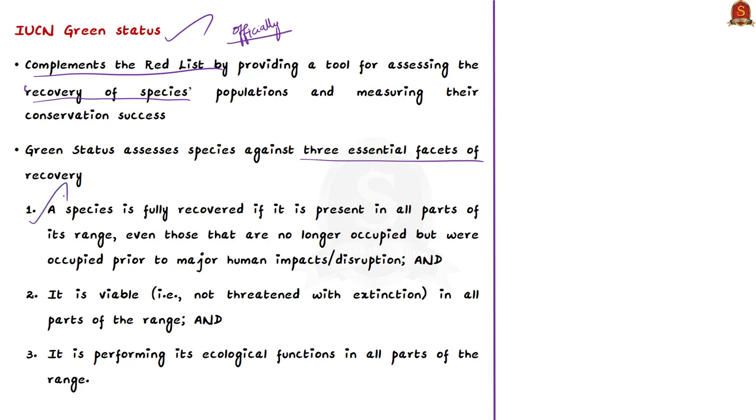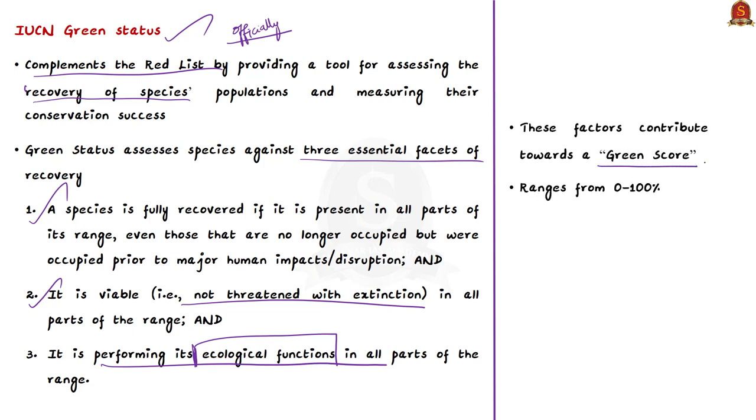Now coming to the second category, it should be viable in all parts of the range. That is, it should not be threatened with extinction. So this is the second category. And coming to the third category, it should perform its ecological function in all parts of the range. Every species has its own ecological functions, and to be in the green status, it has to ensure that the species is performing its ecological functions in all parts of the range. So these are the 3 important categories to be qualified into the green status. And even if they qualify, they contribute towards a green score, that is a score range of 0 to 100%. This range shows how far a species is from its fully recovered status.